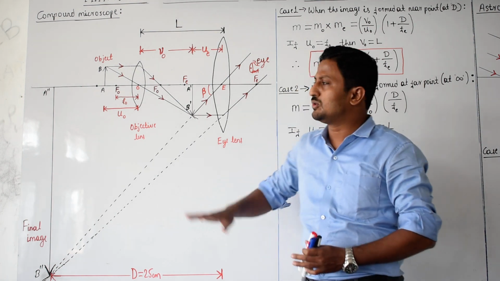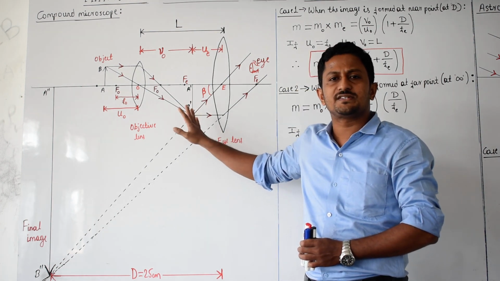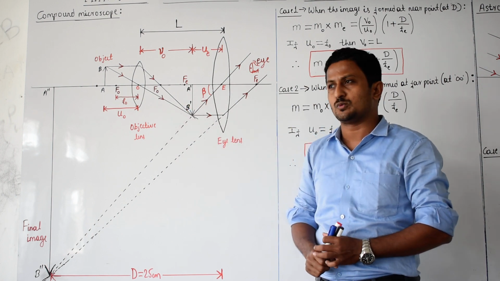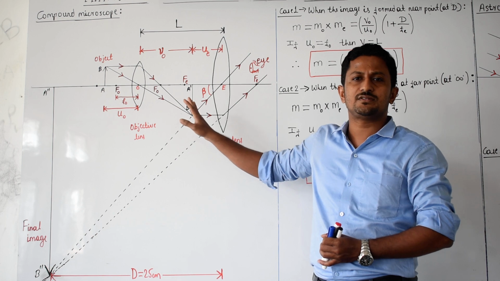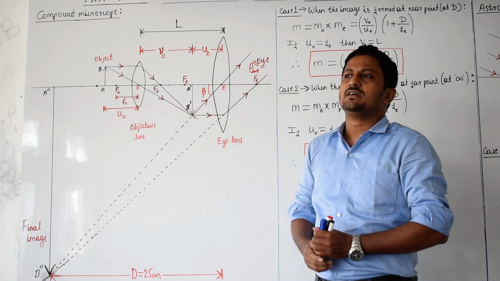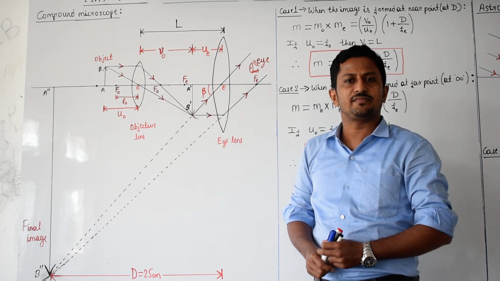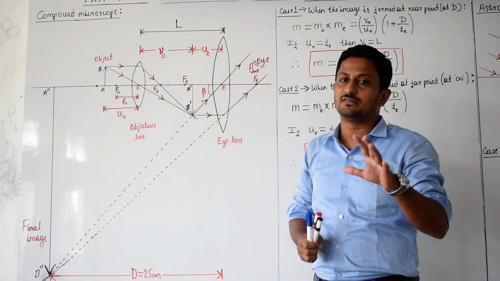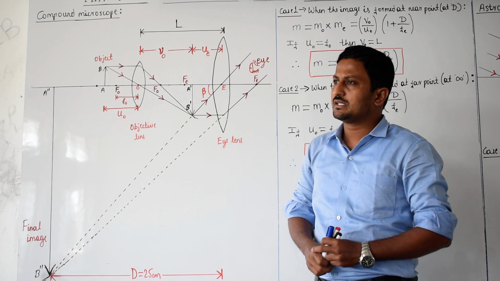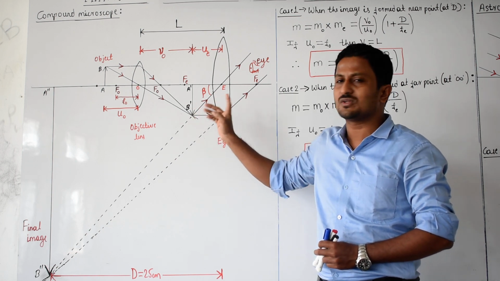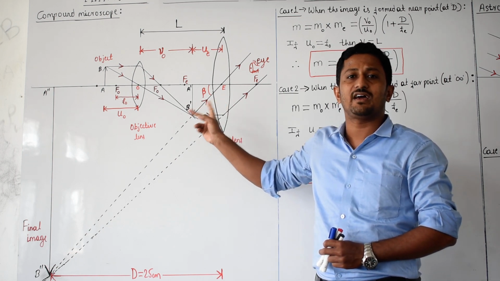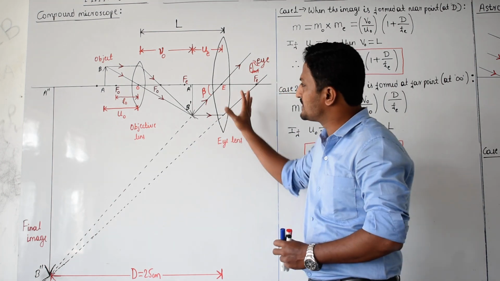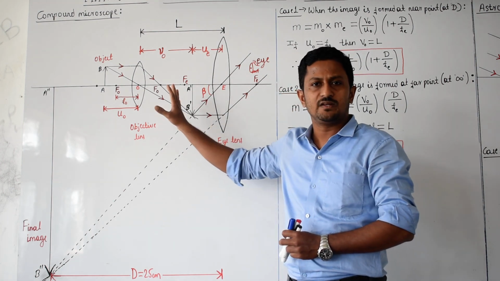See here, look at this diagram. This is the ray diagram of the compound microscope. It is a very important diagram. In your annual exam, they will be asking you to draw the ray diagram of the compound microscope. At that time, you have to draw this diagram. It will carry around 2 marks. Okay, look at this ray diagram.